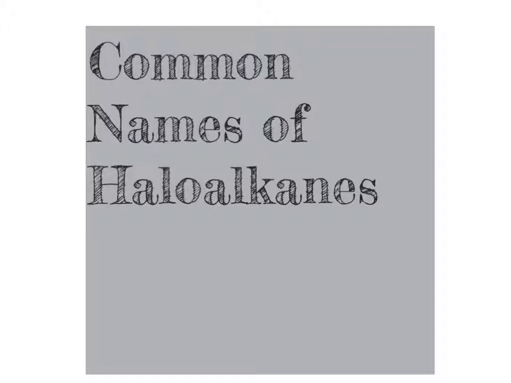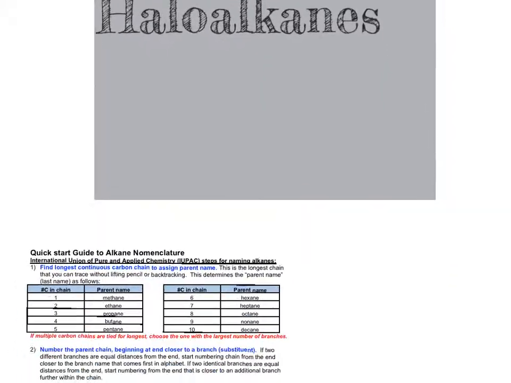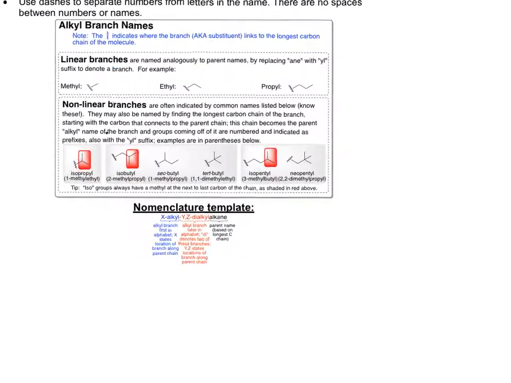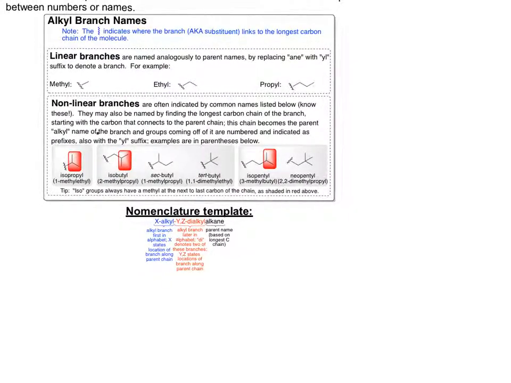names. In order to develop a common name of a haloalkane, we are going to look back at the Quick Start Guide to Alkane Nomenclature from Chapter 3. You will find this handout in the Chapter 3 materials. We talked back there about how we could refer to branches coming off of the parent chain by different names, such as isopropyl, isobutyl, sec-butyl, etc. In order to develop the common name of a haloalkane, we're going to use these different branch names to incorporate into the name of the haloalkane molecule.